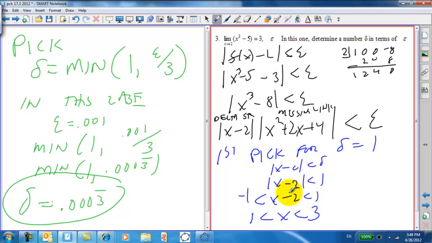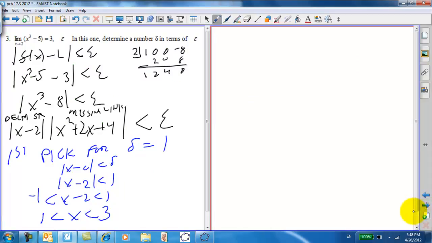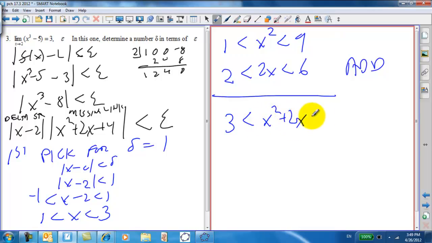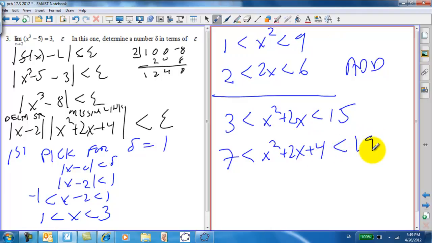So we know how big x is now, but we want to know how big this thing is. So we're going to take it in 3 phases here. I'm going to square all 3 parts. So 1 is less than x squared is less than 9. I'm going to double all 3 parts. So 2 is less than 2x is less than 6. Add those up, and I get 3 is less than x squared plus 2x is less than 15. And now add 4 to all 3 parts to get 7 is less than x squared plus 2x plus 4 is less than 19. Okay?